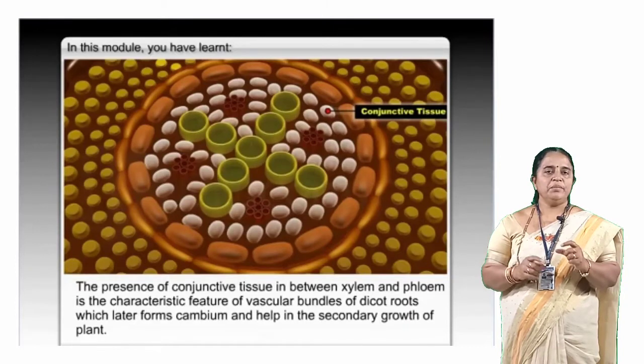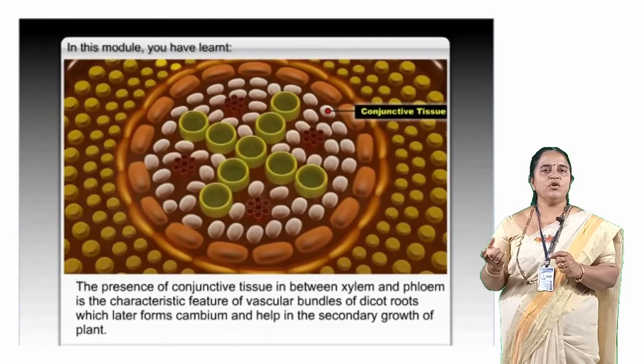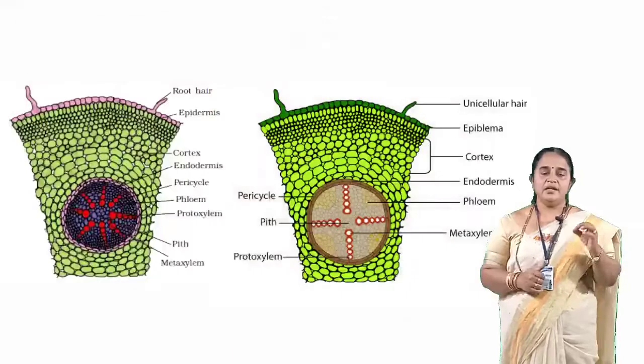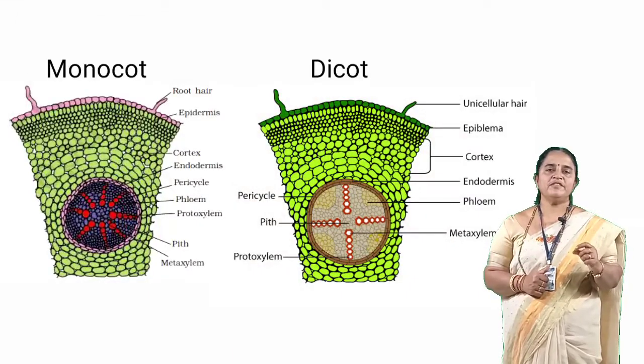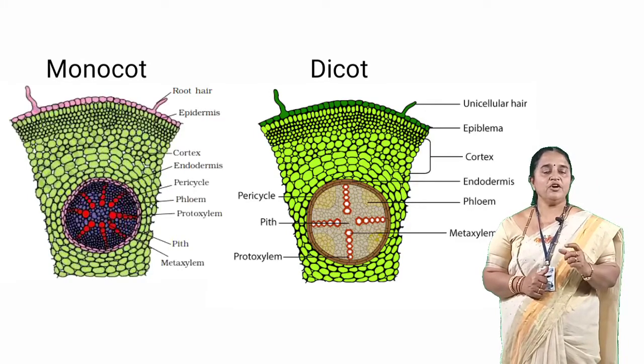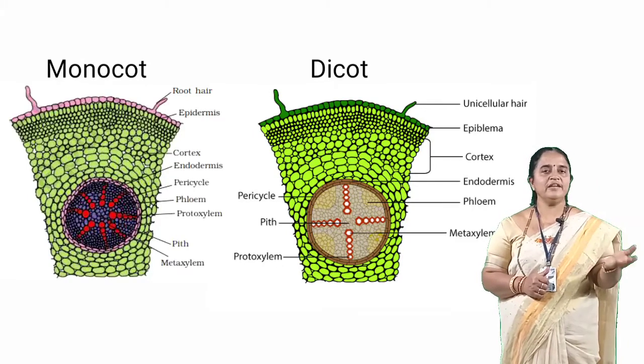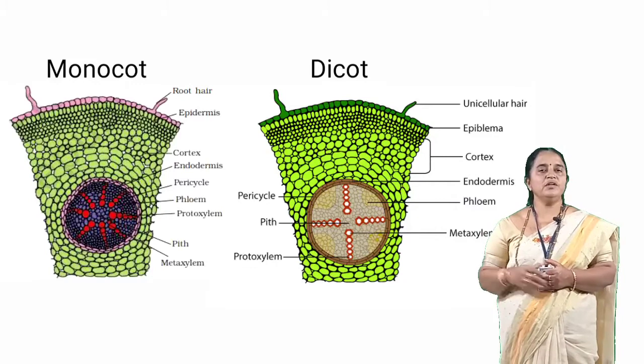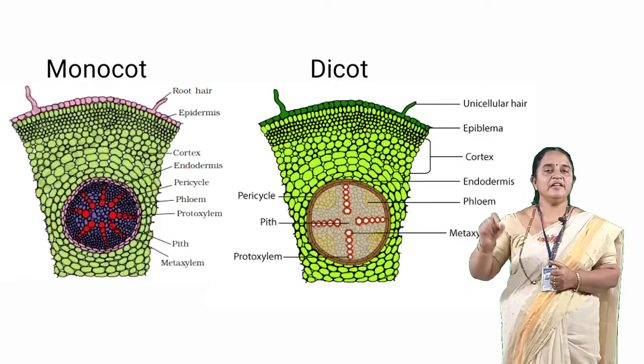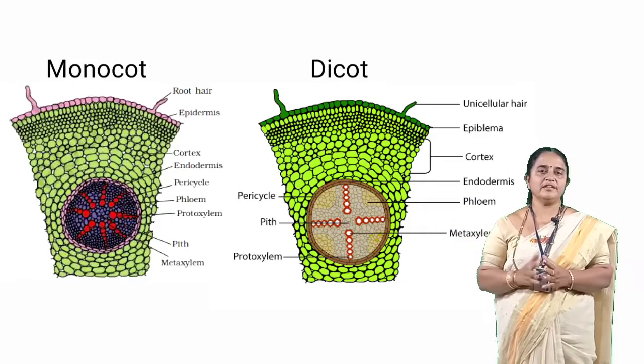In dicot, the pith is reduced. In monocot, pith is well developed. In dicot, the number of vascular bundles is 4, hence called tetrarch. In some dicot plants, there are 6, hence called hexarch. While in monocot root, there are many vascular bundles, hence the condition is said to be polyarch.